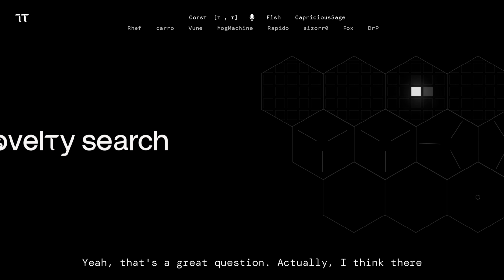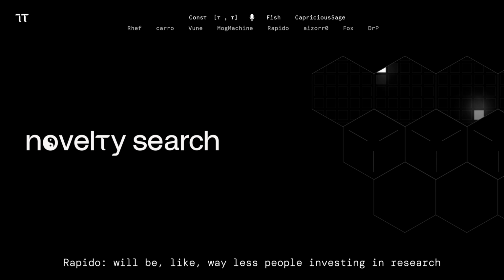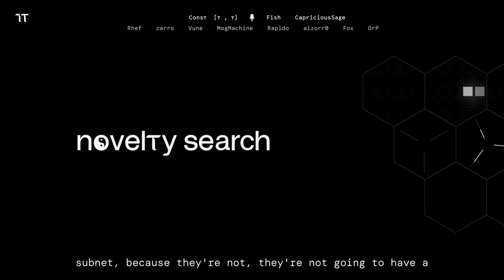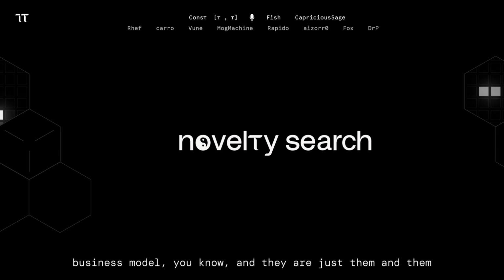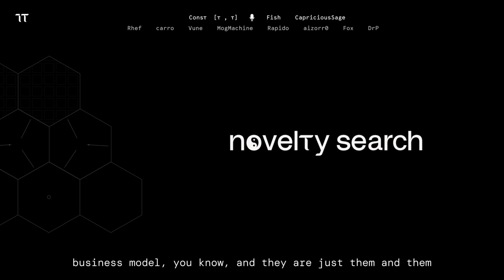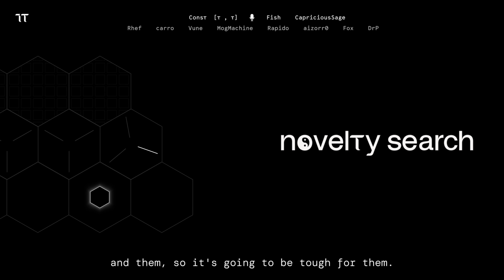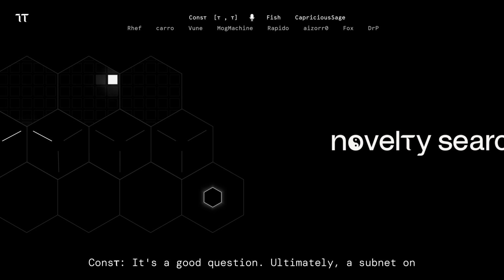Actually, yeah, I think there will be way fewer people investing in research subnets because they're not going to have a business model, you know, and they are just dumping, so it's going to be tough for them. It's a good question.